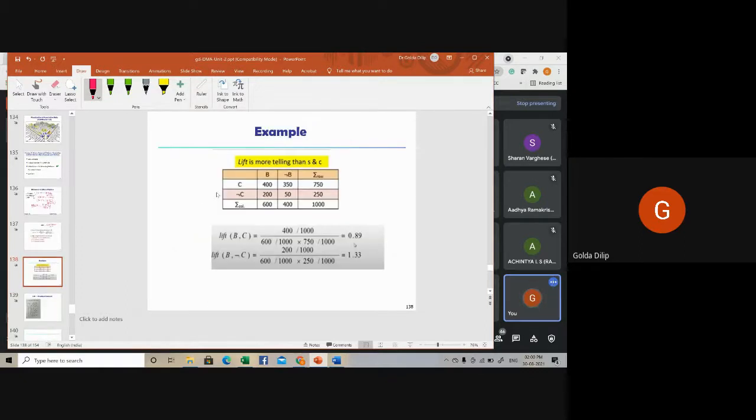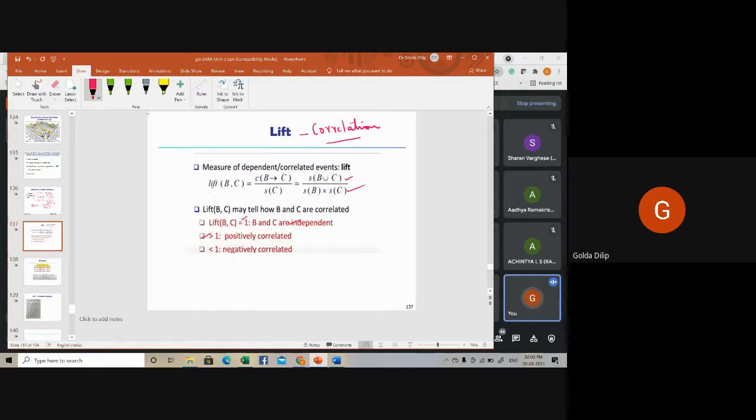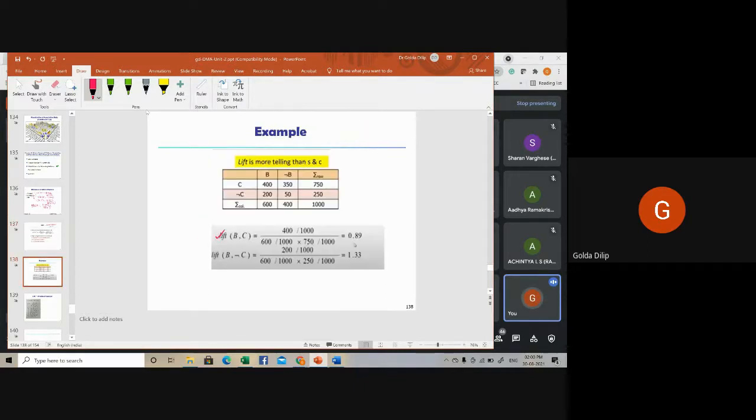I'll give you a very general example. Calculating the lift for this particular rule, lift for B to C, is nothing but the confidence of B to C divided by the support count. You substitute the respective values and you get this answer.